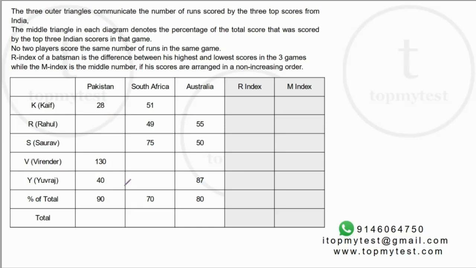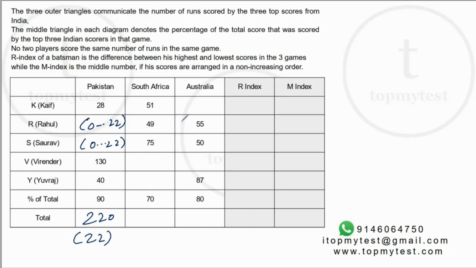So 170, 198, so we have already calculated 220. So the balance is 22 marks. So Rahul scores from 0 to 22. Saurav scores from 0 to 22. Right? Those are the values which are there.